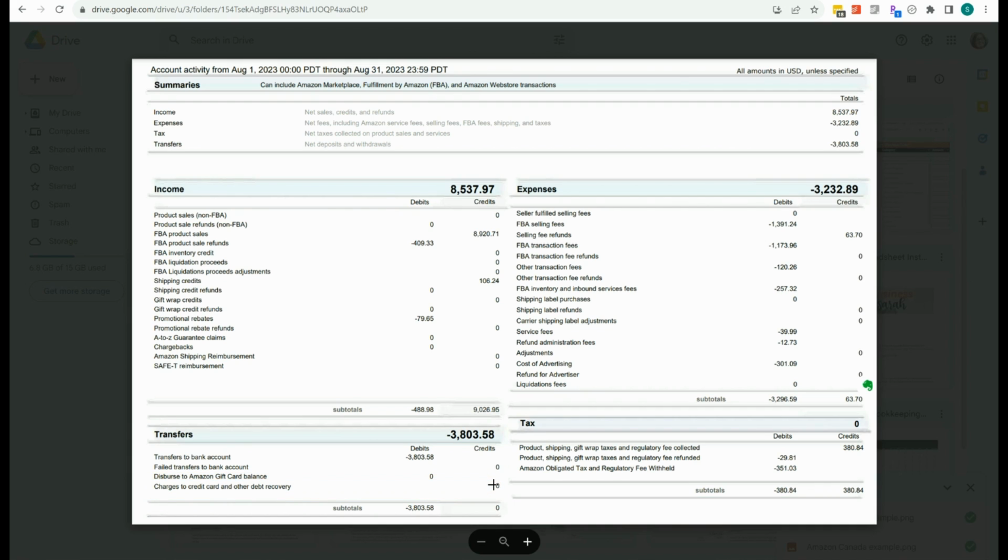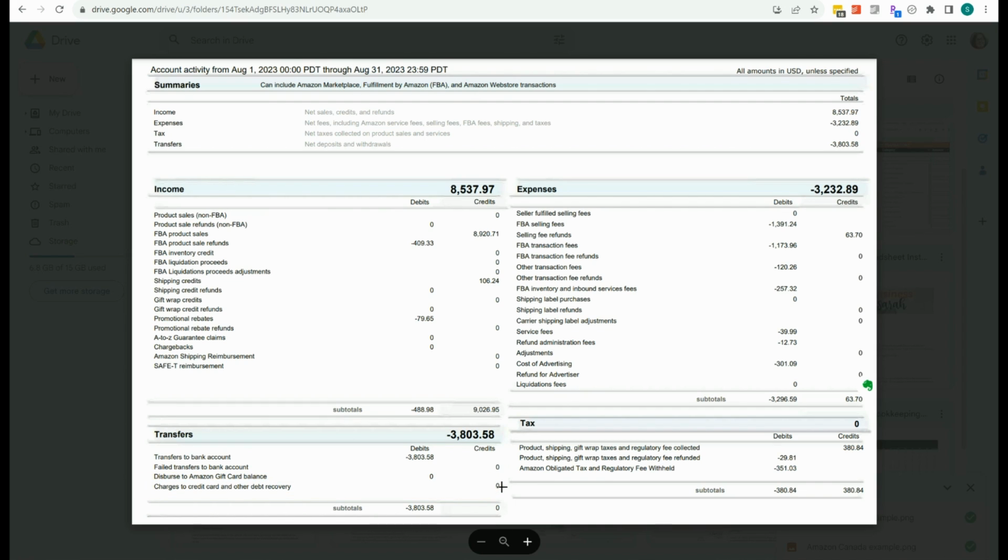So if your expenses exceed your income and Amazon needs to charge your credit card or your bank account to get you back up to zero, that's going to appear on this line here. The important thing to remember here is just like this amount, this needs to be categorized to Amazon Holding as well.